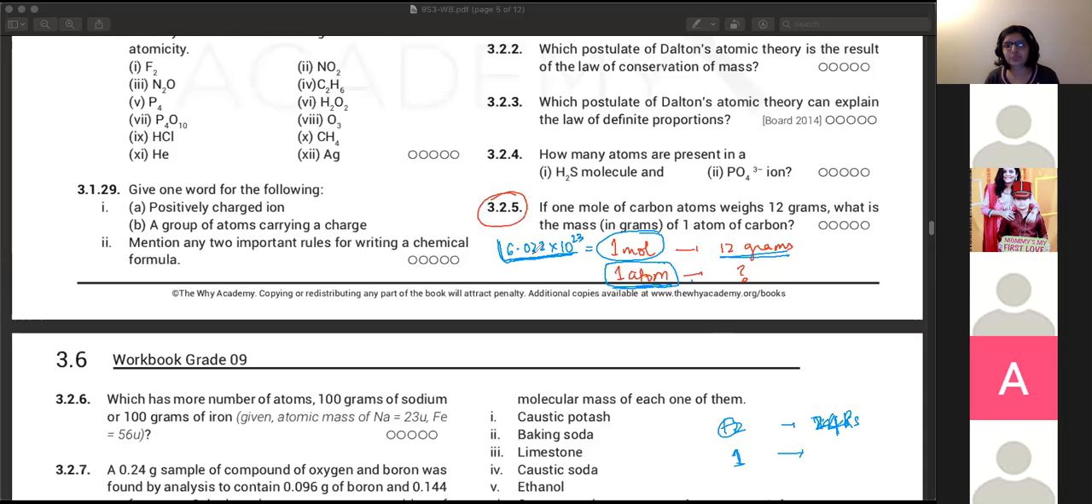So 6.022 into 10 power 23 atoms have a total mass of 12 grams. So what is the mass of one atom? Basically, 6.022 into 10 power 23 by 1 is equal to 12 by x. So you have to find x. So the mass of one atom will be 12 divided by 6.022 into 10 power 23. This way.